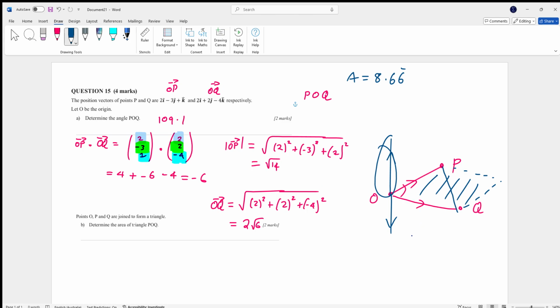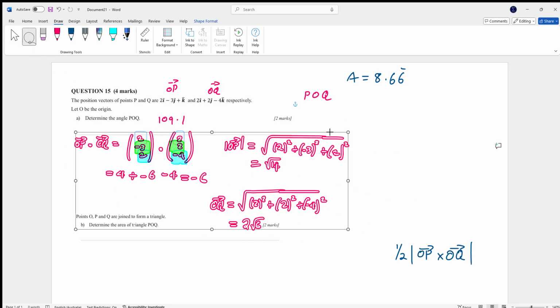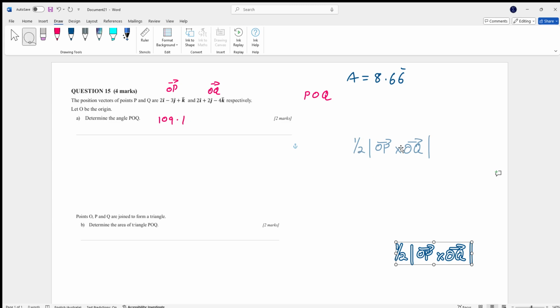So the area of this triangle would be a half the length of O to P crossed with O to Q, which is what they may expect in specialists as well. Now crossing vectors is pretty easy. Oh, no, never mind. It's not super easy, but I think it's easy. Okay. So we don't need any of this information to help us with our answer. So what I'm going to do is I'm going to rub it out and let's set this guy up.